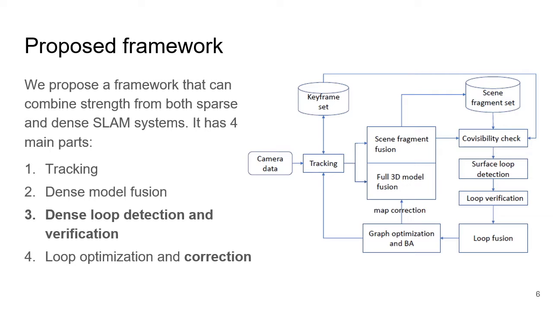It has four main parts: tracking, dense model fusion, dense loop detection and verification, and loop optimization and correction. The highlighted parts are the parts we created in order to build such a system.